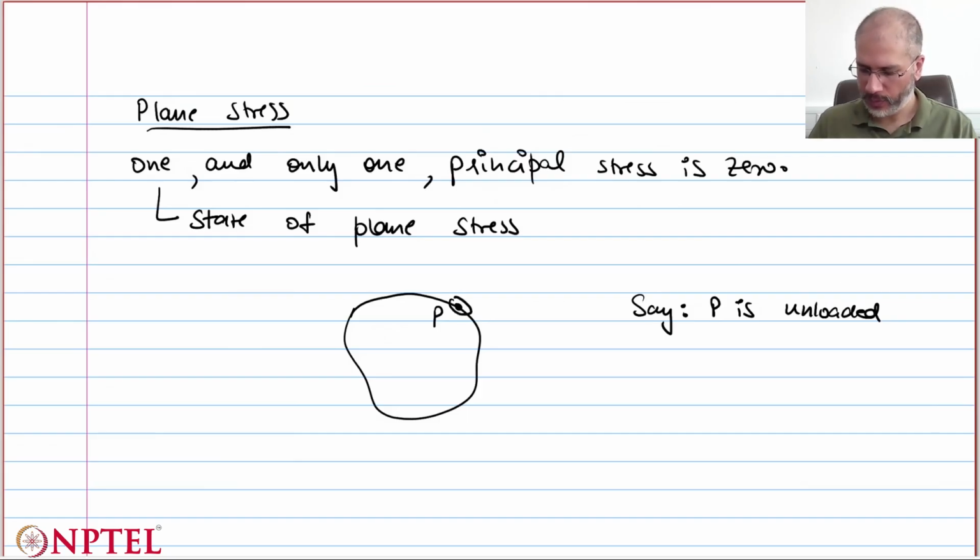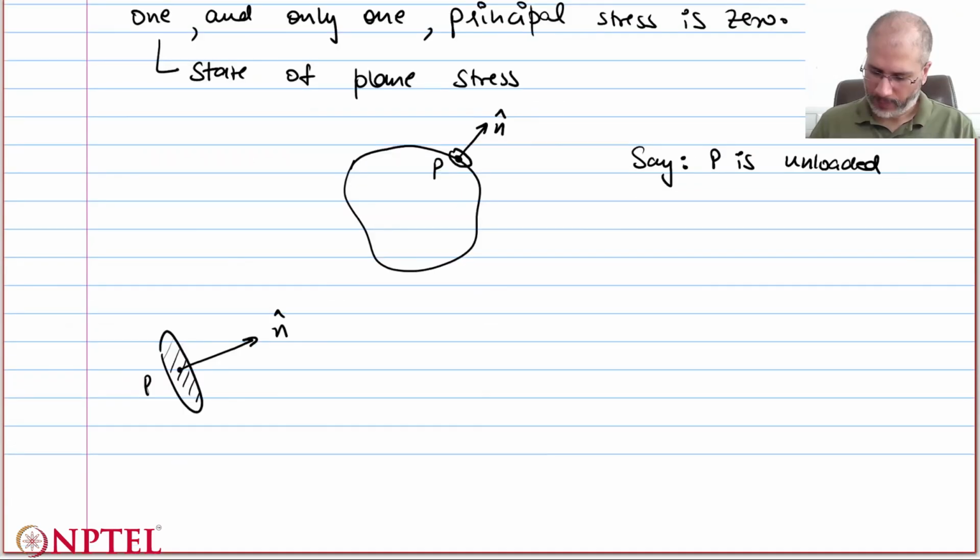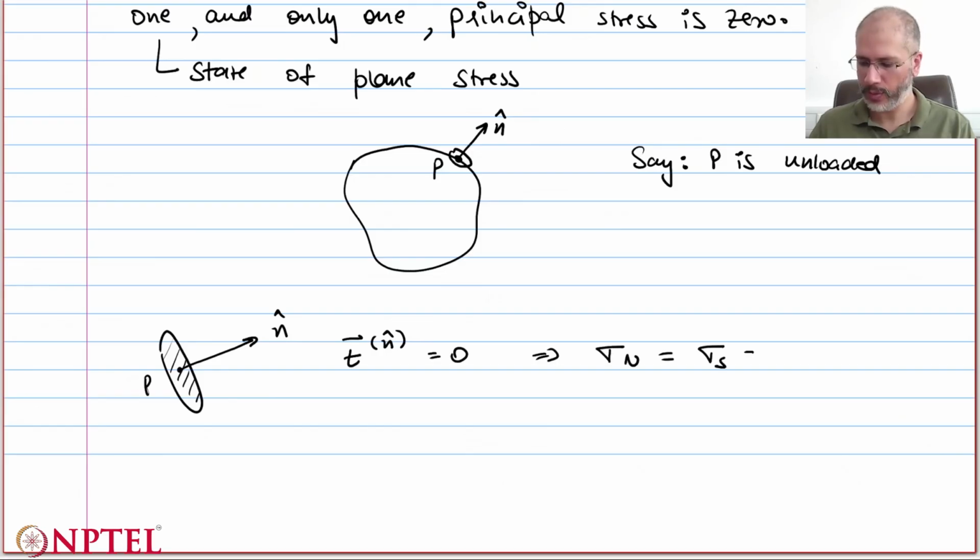So if I was to draw a small area with an outward normal n hat like this, then I would say that the traction on this surface with a normal n hat is 0. That's on point P because there is no external load acting on point P. So the surface force acting on point P has to be 0. And this basically implies that there is no normal stress and no shear stress at point P on the surface.